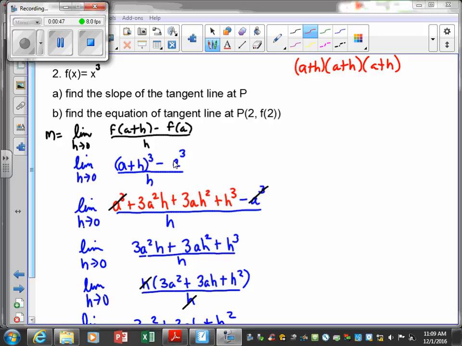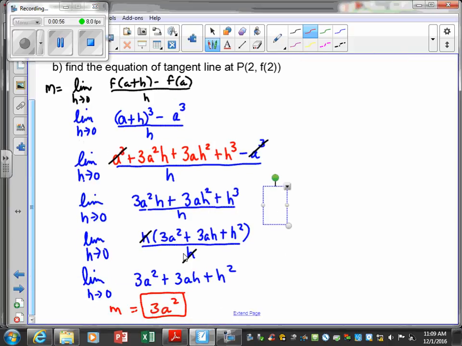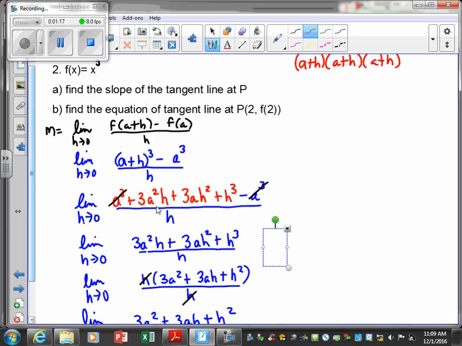And then I continued on with minus a cubed over h. The a cubes cancel. It simplifies to this. Then we factored out an h in the numerator, and then we have a cancellation there. 3a squared plus 3ah plus h squared. We take the limit of that function as h approaches 0, and the slope is going to be 3a squared. And that represents the slope of the tangent line at P.